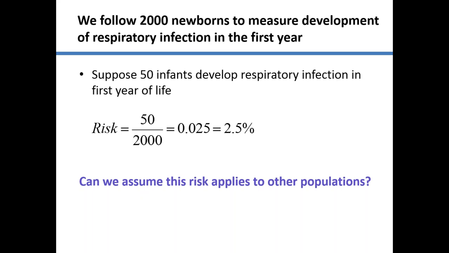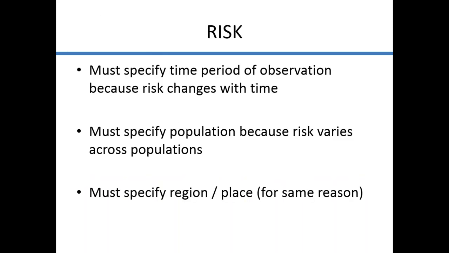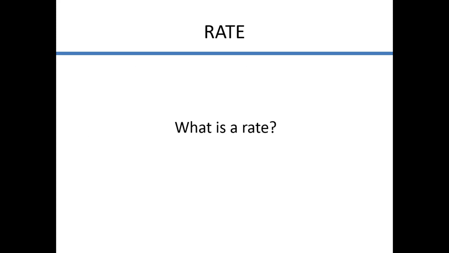Also, what if this was 2,000 newborns from a special group of people? No. Would it be the same as another, completely different group of people, even though it's in the same time and place? Of course it's not the same. So these are not independent of time, place, or population. So you must specify the time period of observation, and you must specify the population, and you must specify the region when you're talking about risk.